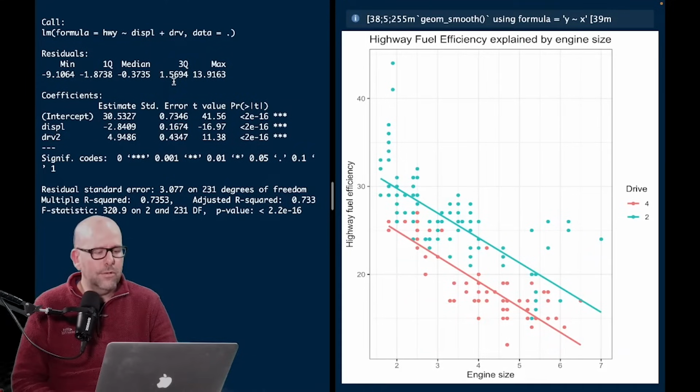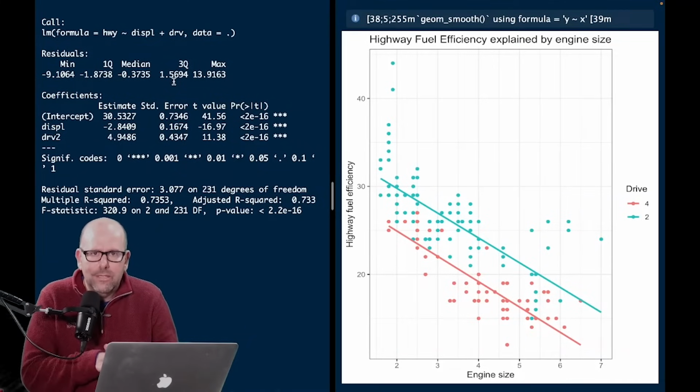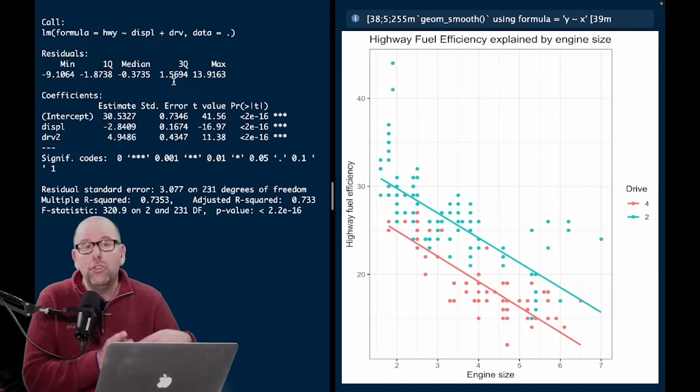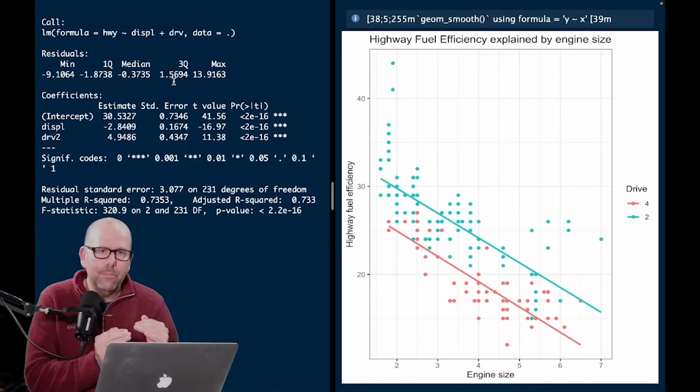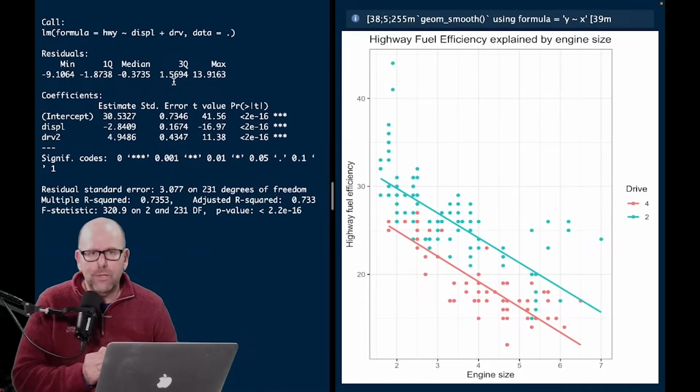We've got two kinds of drives. We've got two-wheel drives and four-wheel drives, but in our results, we seem to only have a result for two-wheel drives. What's happening there is that four-wheel drive is a reference group, and we're comparing what would happen if we moved from being a four-wheel drive to being a two-wheel drive. You could do it the other way around. You could have four-wheel drives in the results, and you'd be comparing what would happen if you moved from being a two-wheel drive to being a four-wheel drive.